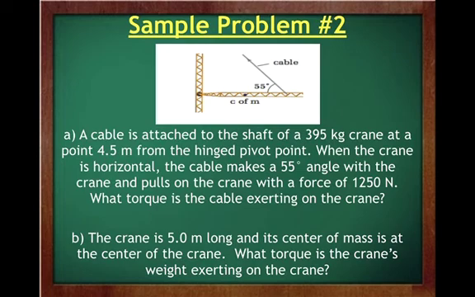So let's take a look at sample problem number 2. In this one, you have a cable attached to the shaft of a 395 kilogram crane at a point 4.5 meters from the hinge pivot point. So here's your hinged pivot point. The cable's been attached 4.5 meters from that length. So the distance from the cable to the pivot point is 4.5 meters. When the crane is horizontal, as it is here, the cable will make a 55-degree angle with the crane and pulls on the crane with a force of 1,250 newtons. So this time we're being given the force that the cable applies to that crane. You can even see in the diagram here, the force is acting at that 55 degrees in that direction there.